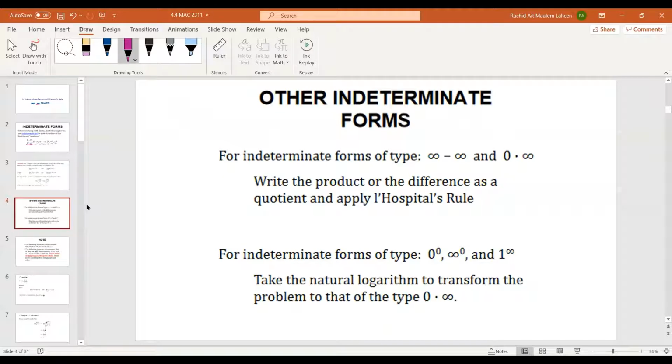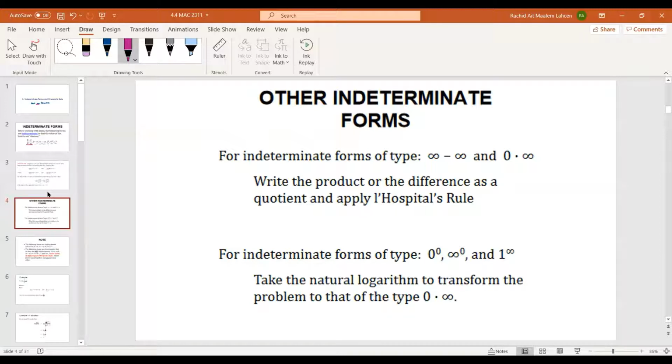So these are the other indeterminate forms that were mentioned, and how do we resolve these? So the question would be, okay, if L'Hopital rule addresses the first two, how do you resolve the others? Well, if, for example, you have negative infinity minus infinity or 0 times infinity, you're going to write the product or the difference as a quotient and apply L'Hopital rule. So you will trick this form into another equivalent form in which you can use L'Hopital rule.